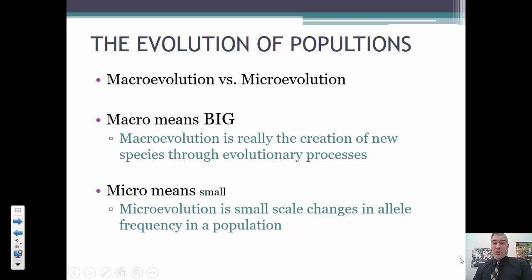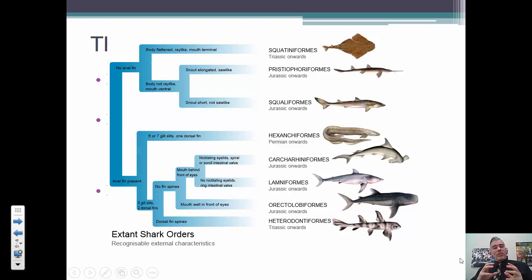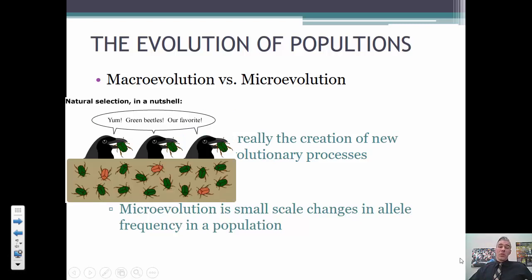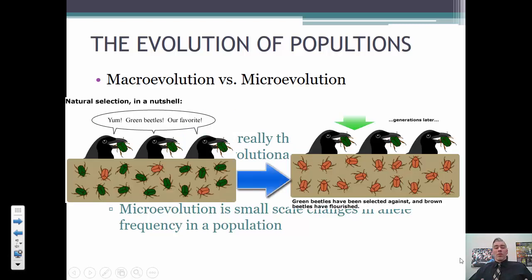All right, so in today's video, we're going to talk a little bit about the evolution of a population. And in this case, we're not talking about creating new species, for example. I'm talking about slight changes in an individual trait within a population over the course of time.